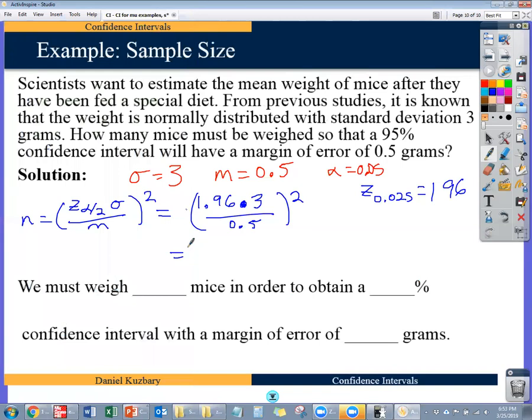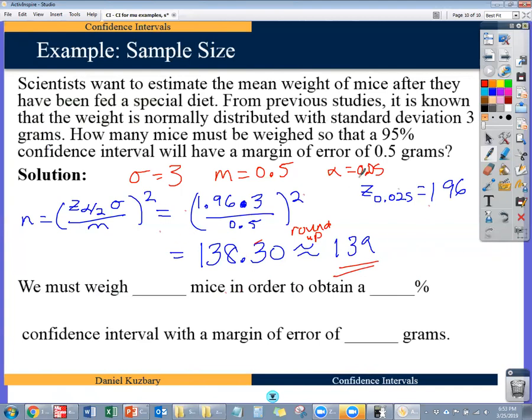So 138.3 is the minimum number you need to have a margin of error of 0.5. If that's the minimum, let's round that up to 139. That 0.3 would be a fraction of a person, I'm sorry, a fraction of a mouse. Let's go ahead and round that up to the next whole thing, because that's a fraction of a thing. Round up to the next whole thing, and this is your answer.